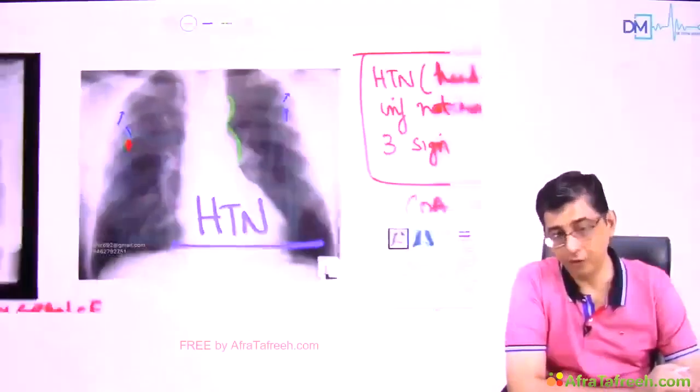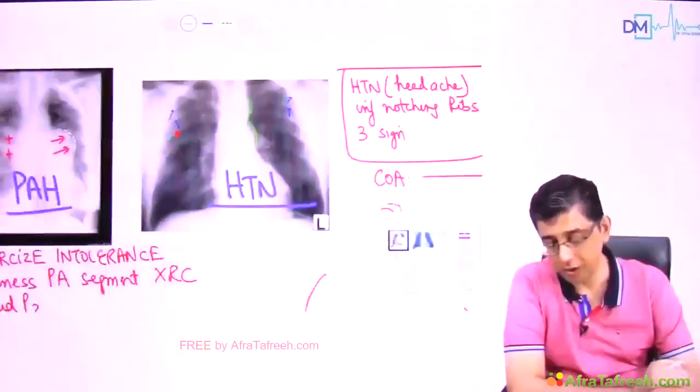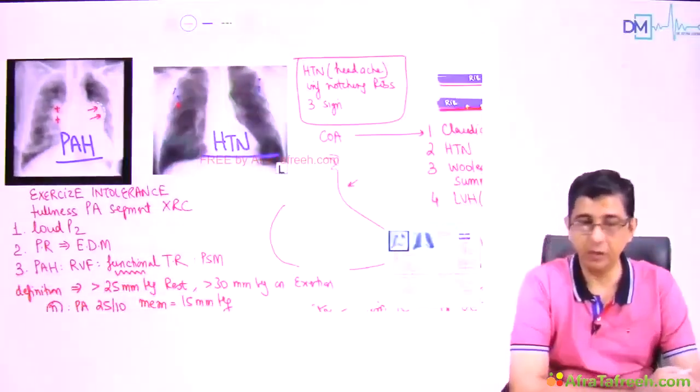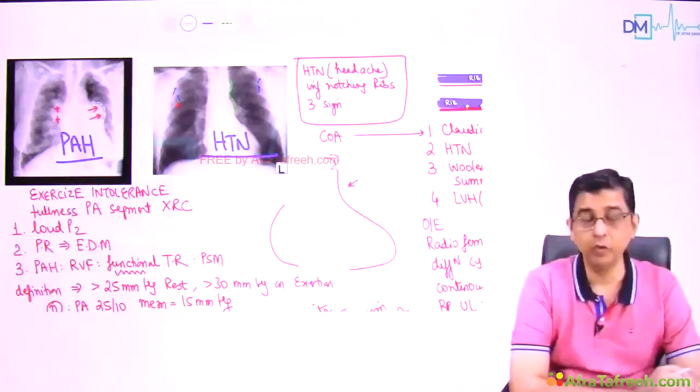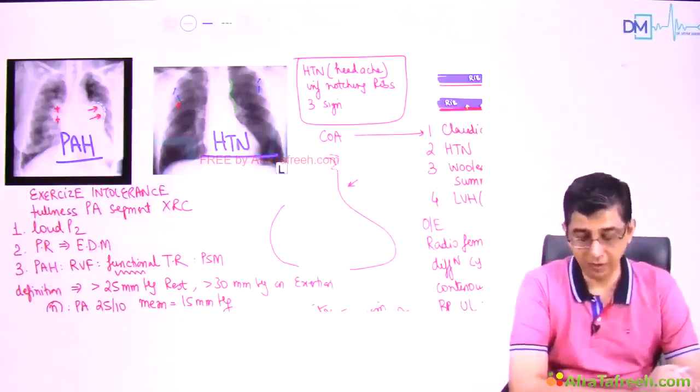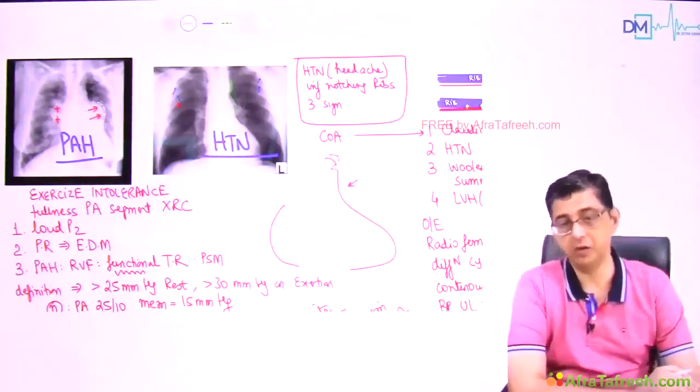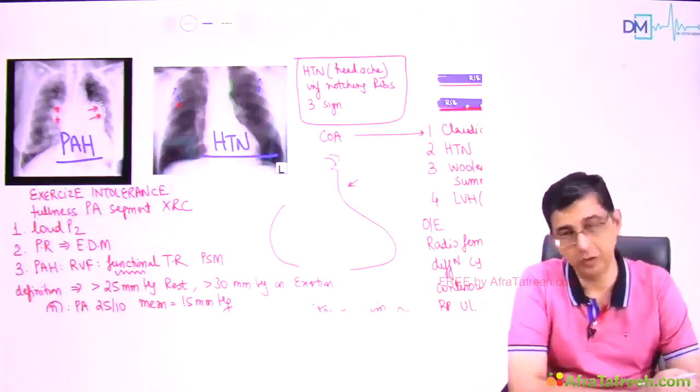If not, then obviously you will have to rely on some of your gut feeling, because sometimes these x-rays might look very close, though I've tried to give you extreme differentiation between the two. If stuck in a question like this, and systemic hypertension and pulmonary artery hypertension is also not given, then try to look for the notching of the ribs.